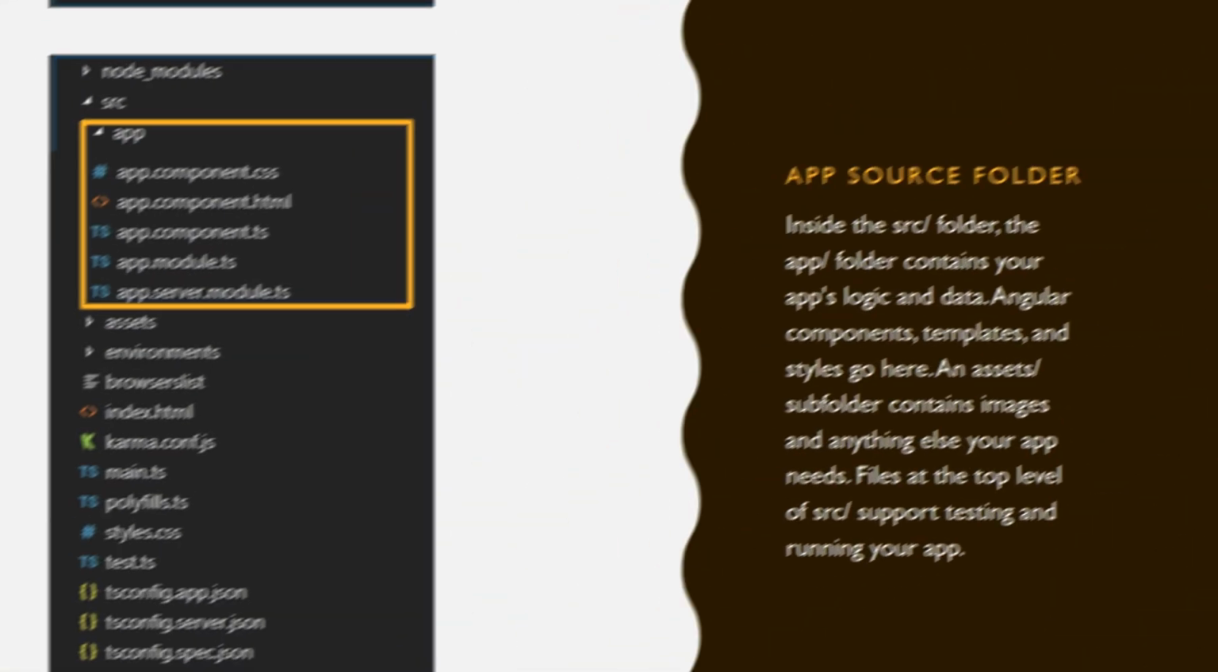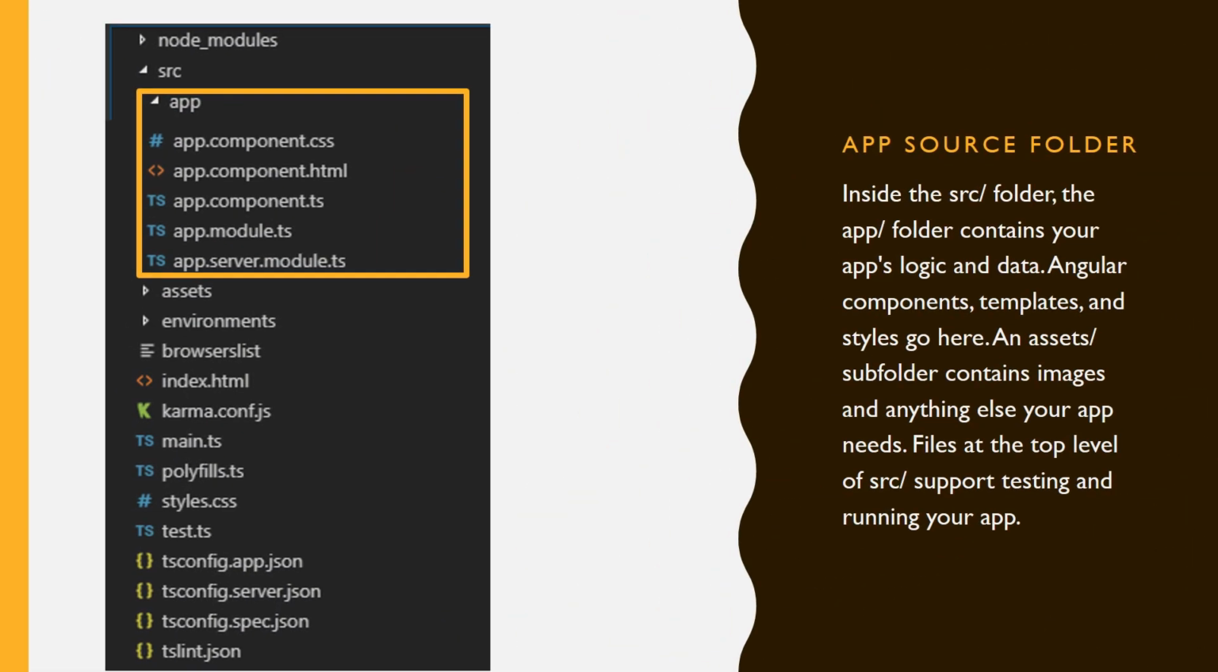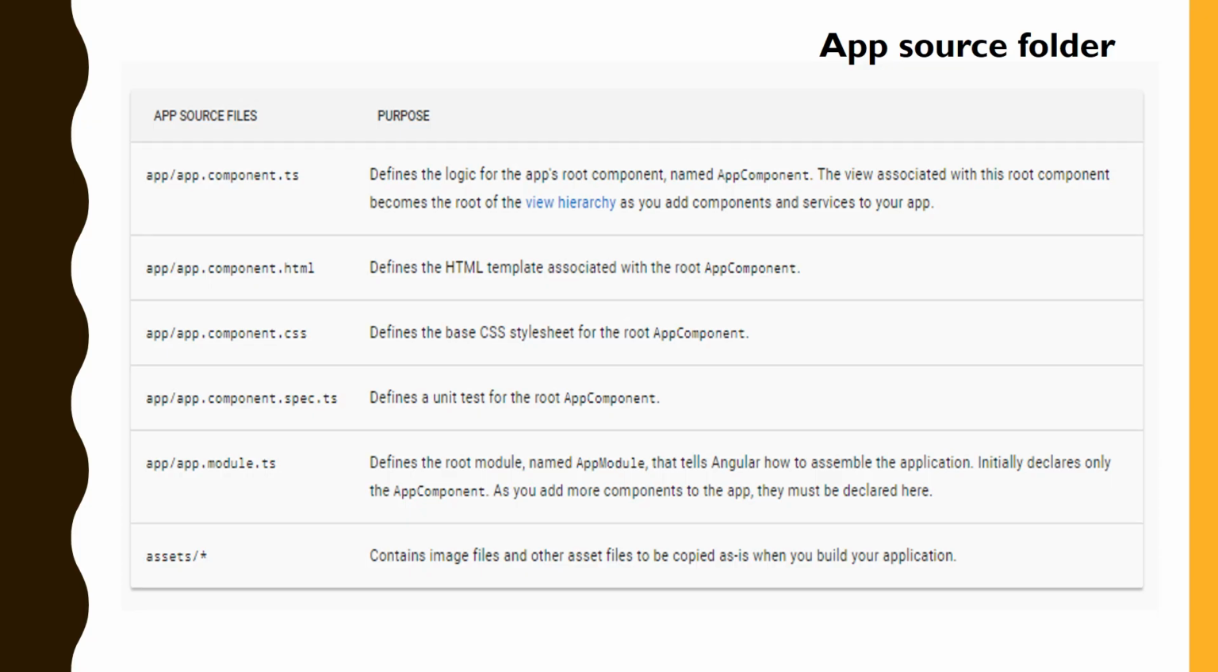Next we'll discuss the app folder that contains your logic and UI. It contains every component that you create, your modules, and your routing. Here you can check the detail of the app folder.